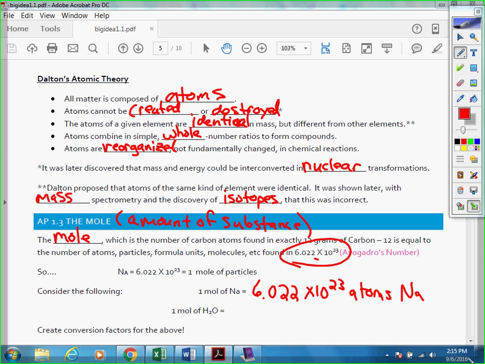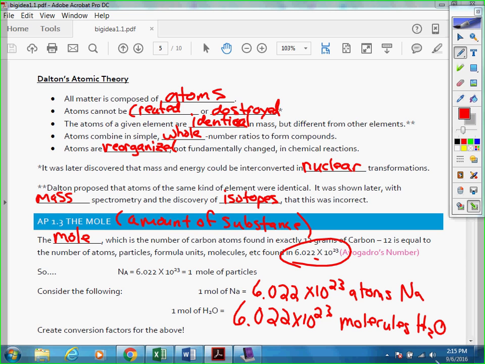Now it has more than one atom there. It has 3 total atoms. How many molecules would we have? It doesn't change. 6.022 times 10 to the 23rd. I just changed the name. Molecules H2O. It does not change. Okay? So now I ask you to create a couple conversion factors for the above.